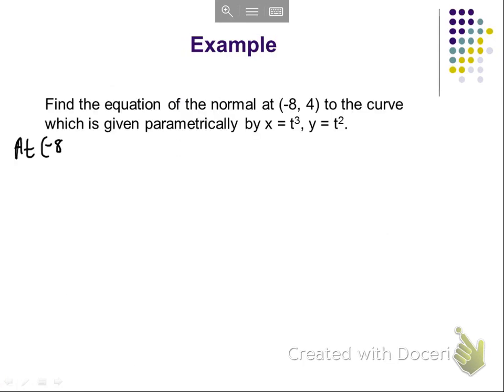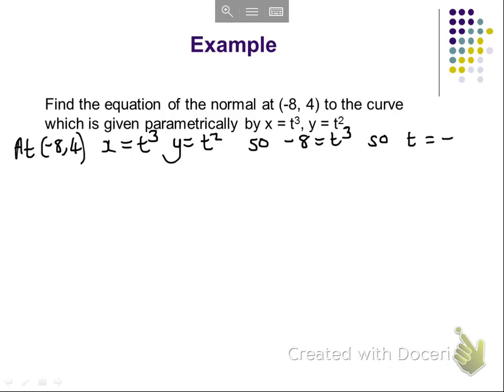Now in this example, we've been asked to find the equation of the normal at the point (minus 8, 4) to the curve which is given parametrically by x equals t cubed and y equals t squared. For any equation of a straight line, we've got the point that it goes through, (minus 8, 4). So we need to work out what dy by dx is. At the point (minus 8, 4), x equals t cubed and y equals t squared. So minus 8 equals t cubed, so t must therefore equal minus 2. And substituting in y equals 4 will give us 4 equals t squared, so t will equal plus or minus 2.